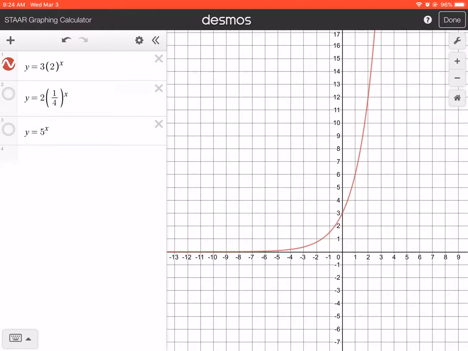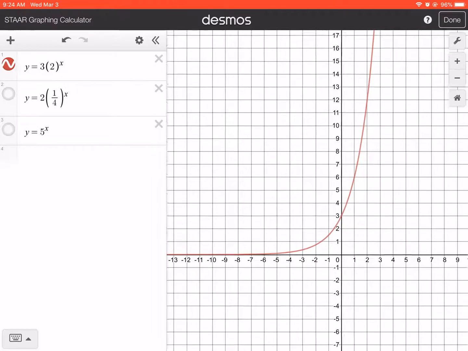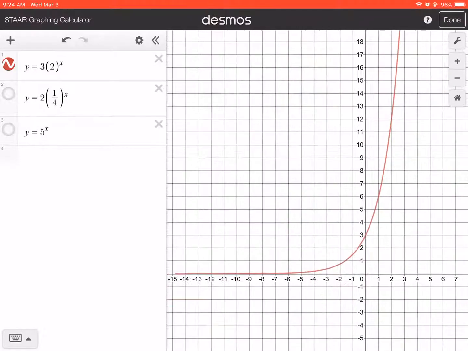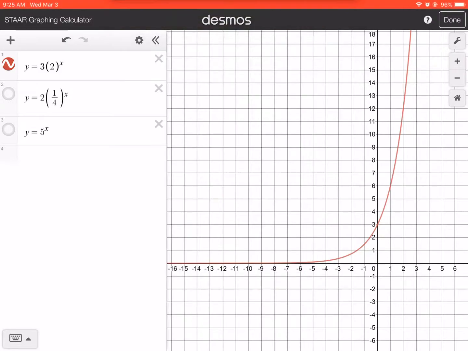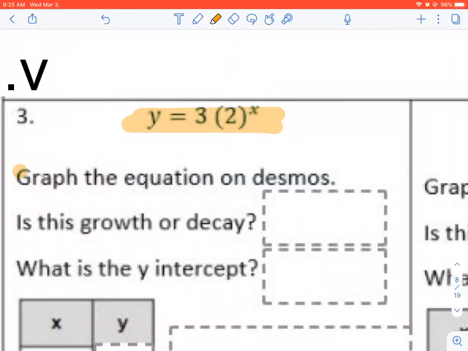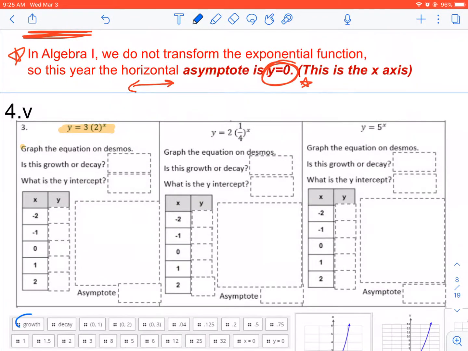All right, so the very first question says, is this growth or decay? From the left-hand side, is the graph going up or down? And from the left-hand side, it is going up. So this is going to be growth. And put in growth. For you guys, there are answer choices at the bottom. You would click and pop those in.